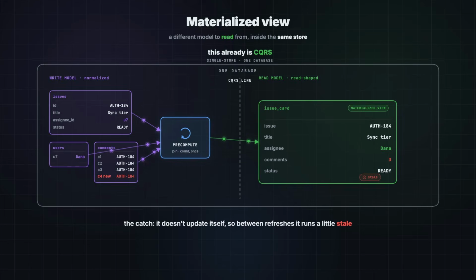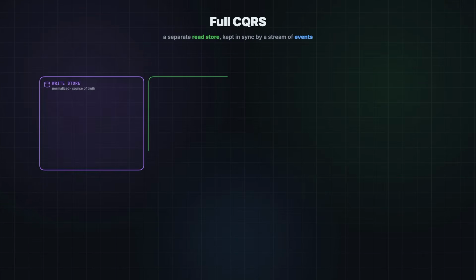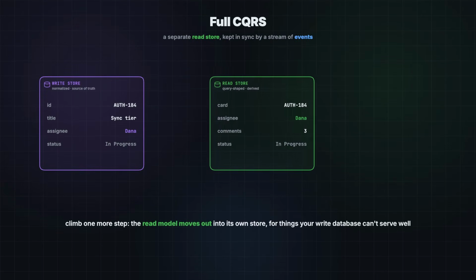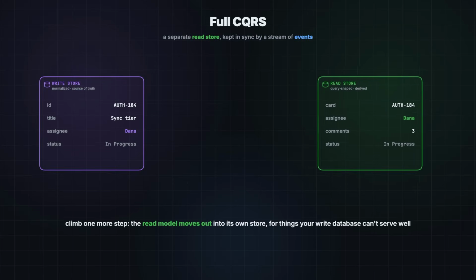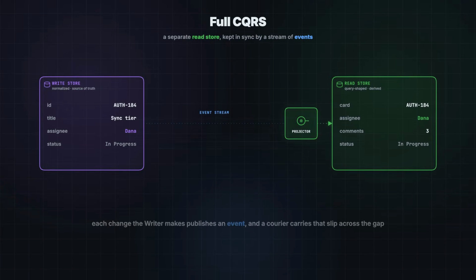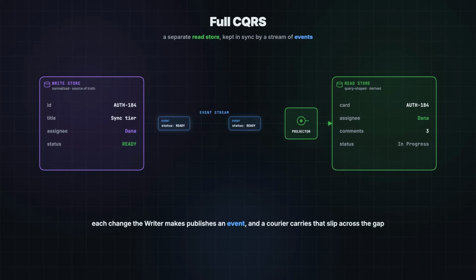That small staleness is the cost we are about to make bigger. Climb one more step, and the read model moves out into its own store. You do this when reads need something your write database cannot serve well, like full text search or heavy aggregation. Now, the two sides live in separate stores.